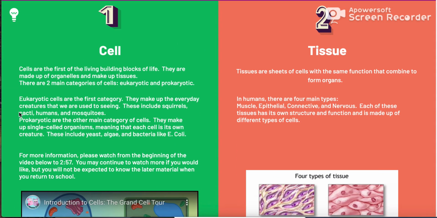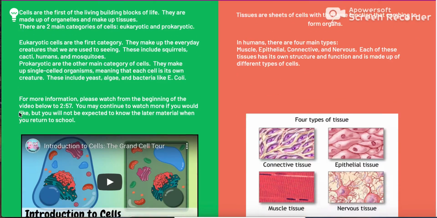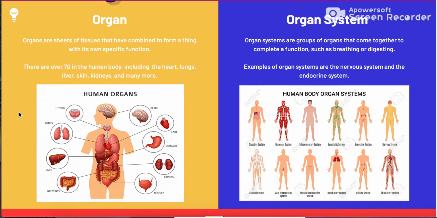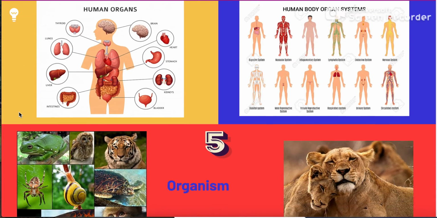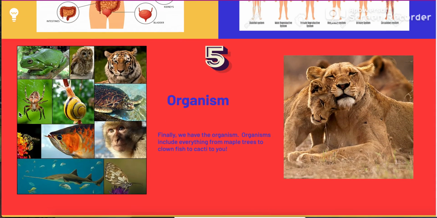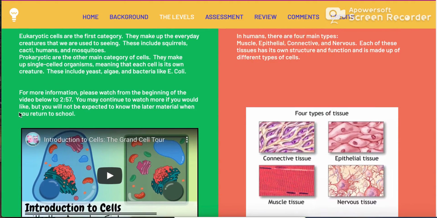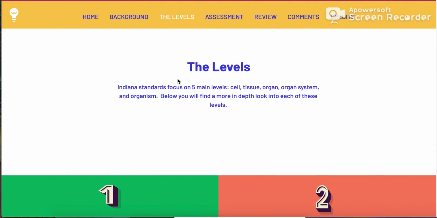I go in to talk about what a cell is, what tissues are, what an organ is, what an organ system is, and finally what an organism is. This is a key part of one of the Indiana biology standards, and I wanted to make sure that any student who looked through this page would understand what each of these mean.